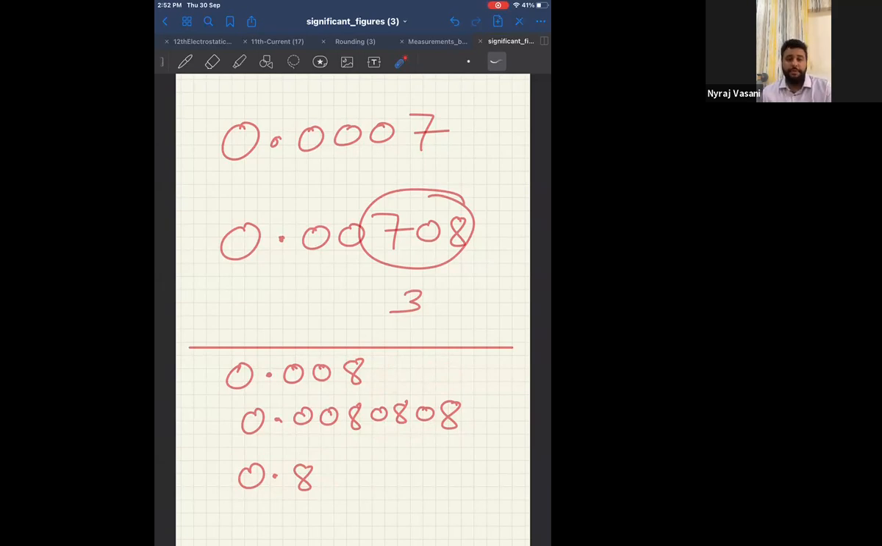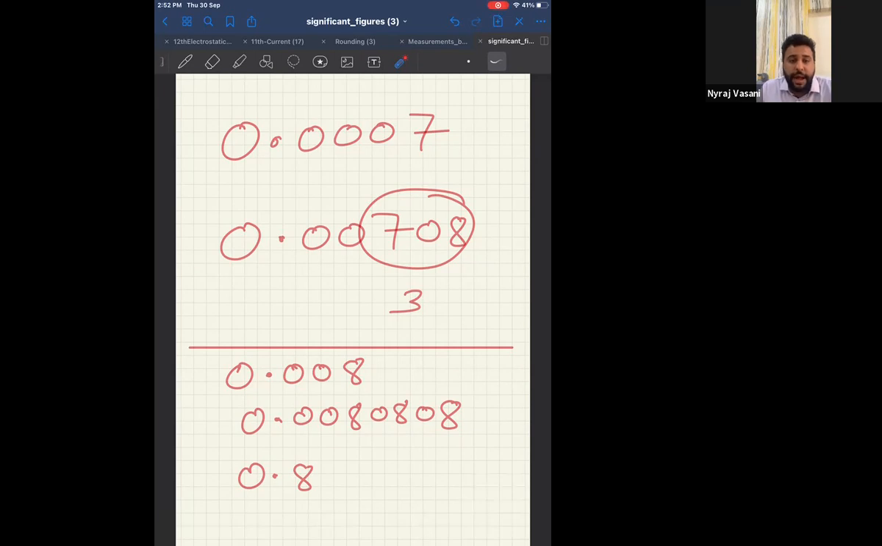So listen to me first. Rule number 1 had nothing to do with zeros. Rule number 2 was dealing with zeros that come in between the numbers. Rule number 3 was dealing with zeros that come before a number. Now, rule number 4 will deal with zeros that come after a number. So write down rule number 4.